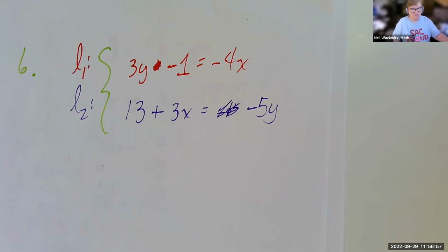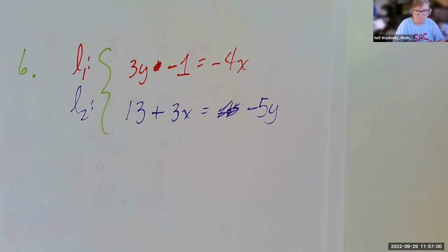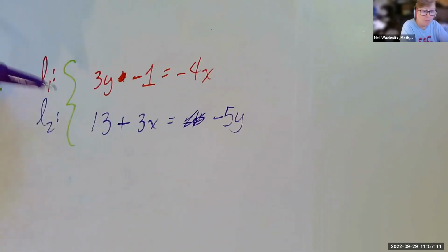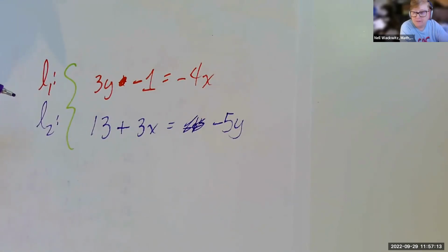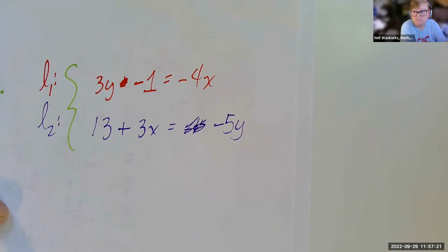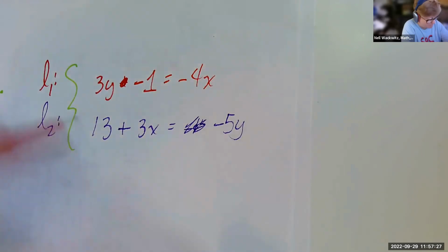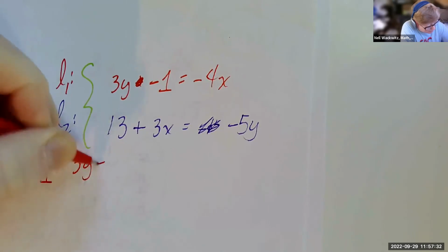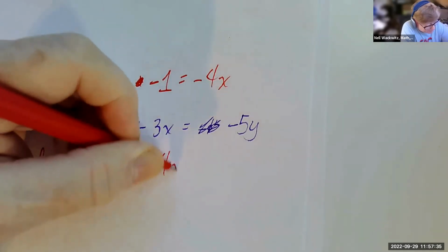Okay, who'd like to help me? I see your hand. Is that right? Okay, good. Are both lines in standard form already? Is one in standard form already? That's right. Let's start with line 1. It is 3y minus 1 equals 4x.